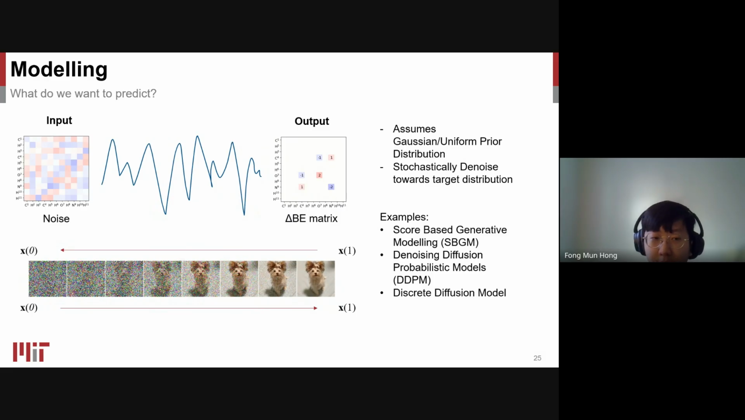If we are going for the first formulation, we are going from noise to the delta B matrix. This is analogous to how you go from noise to a picture of a dog, right? This assumes a Gaussian uniform distribution, and then you stochastically move the noise towards the target distribution. Examples of that are DDPM, score-based models, and discrete diffusion models that try to move from a specific prior distribution to a target distribution.